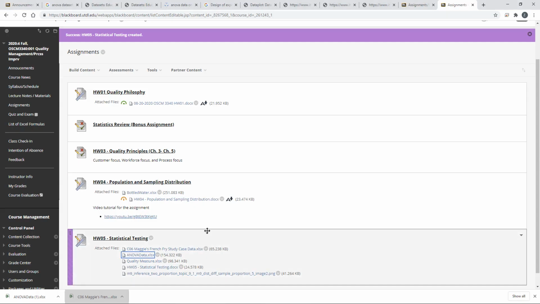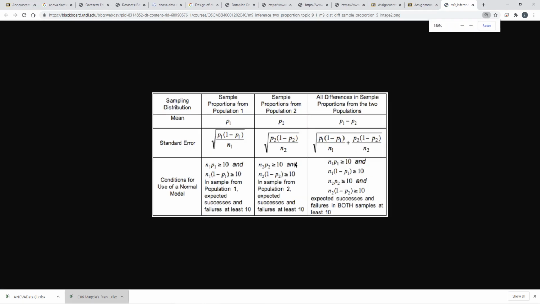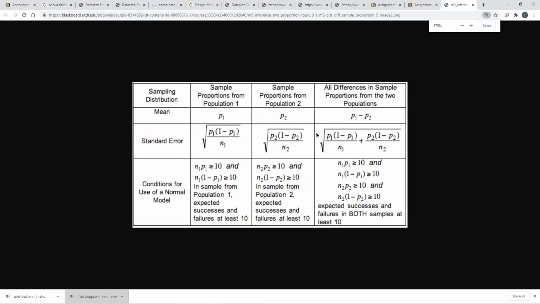So in terms of standard error, since we have not learned it in the class, I have attached the standard error chart here. Okay, here is the standard error. So you can just use this part as the standard error. You plug in all the values of P, and that will give you the standard error.